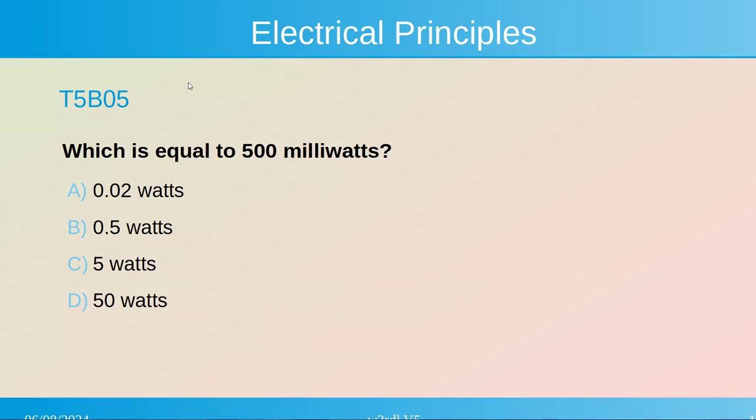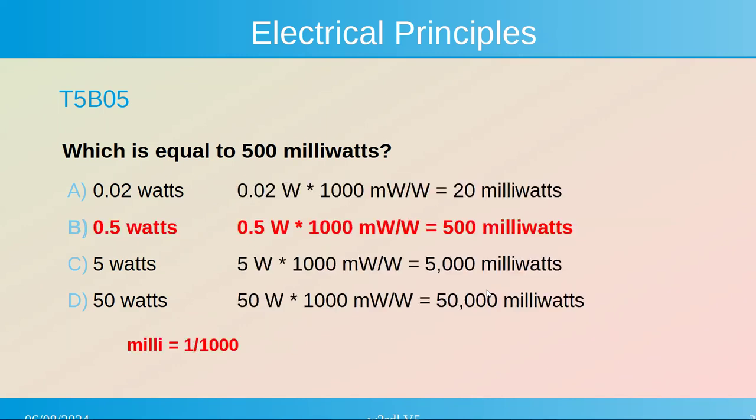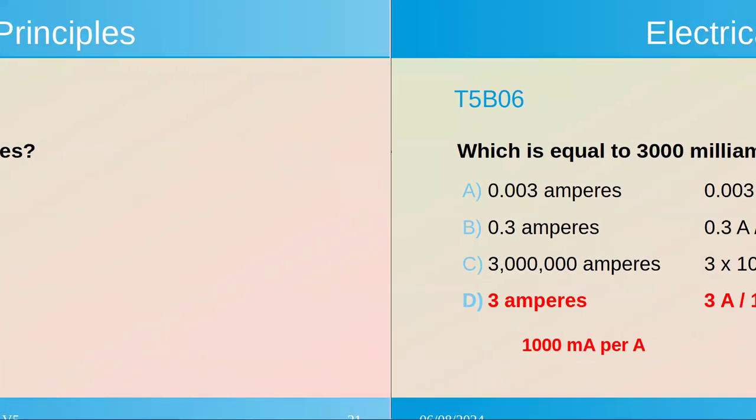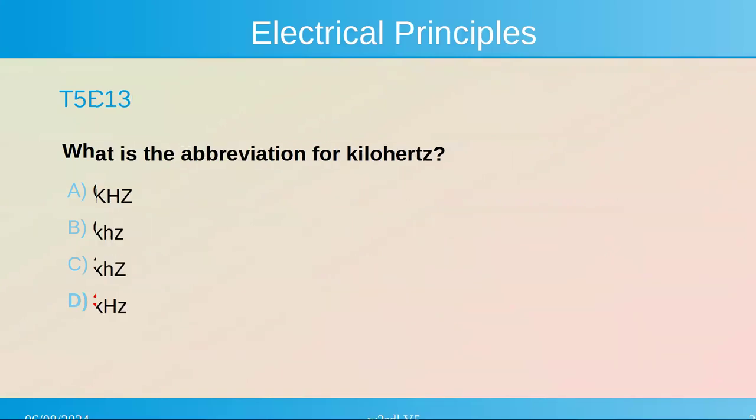Which is equal to 500 milliwatts. It'd be B, 0.5. All right, very good. Which is equal to 3,000 milliamperes. So you only have to convert to amperes, they're all the same. 3 amps. You're catching on. Let's see if we can retain.